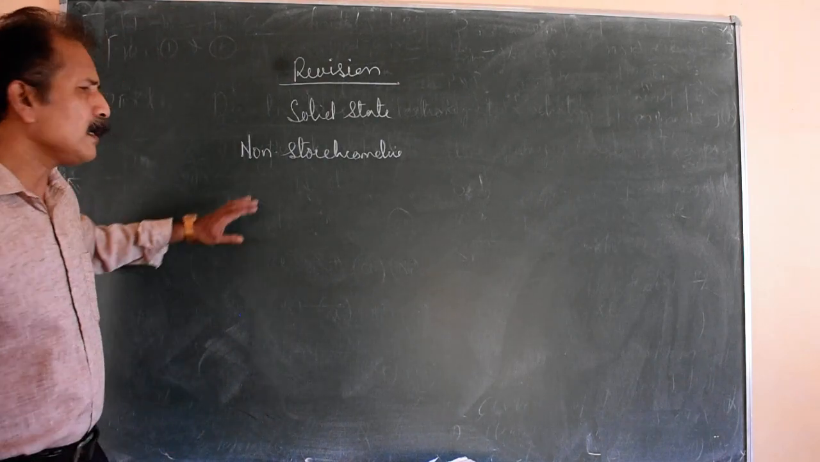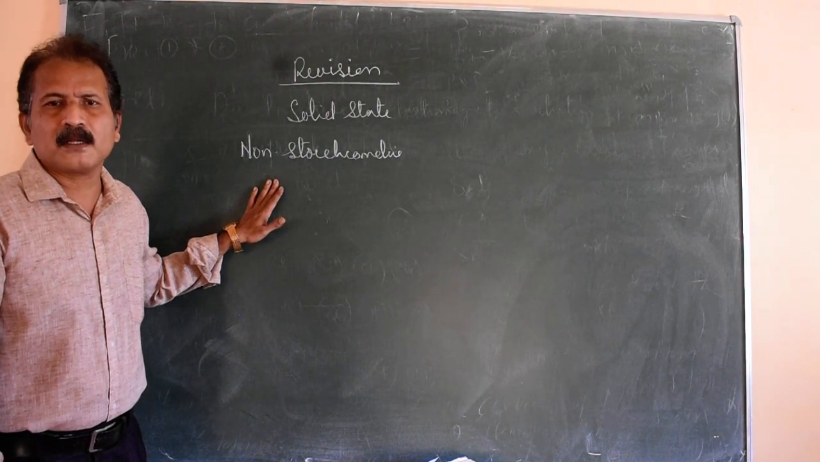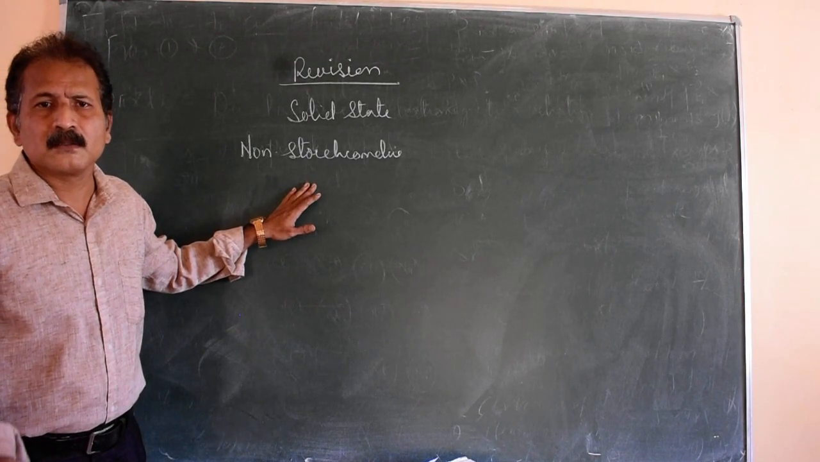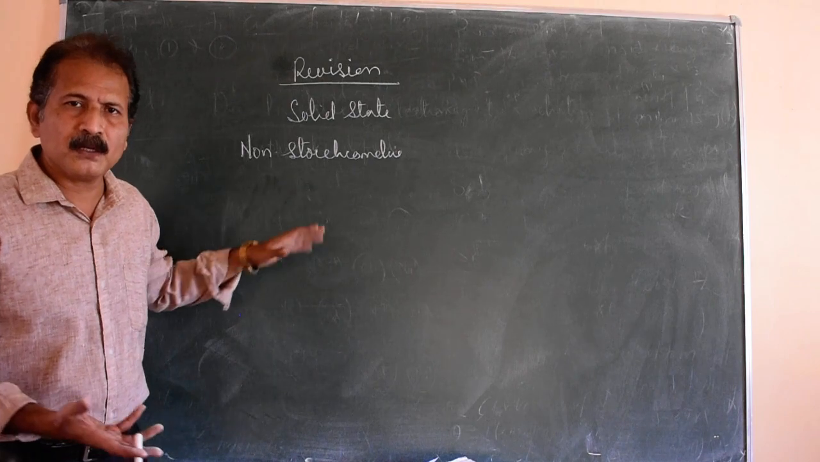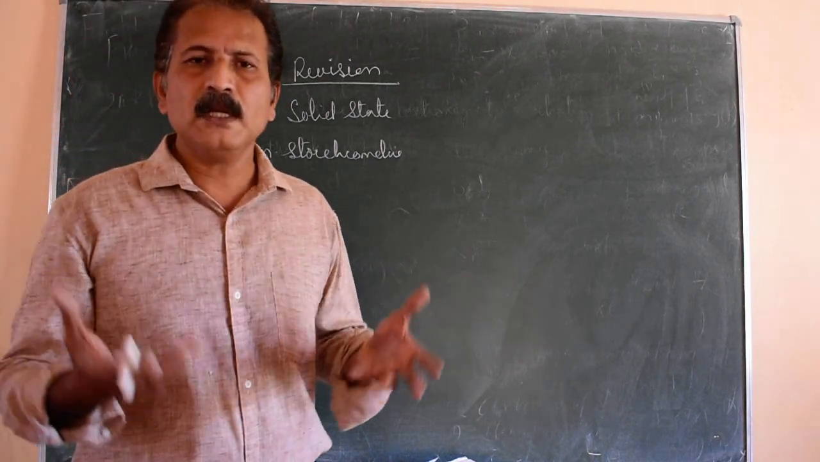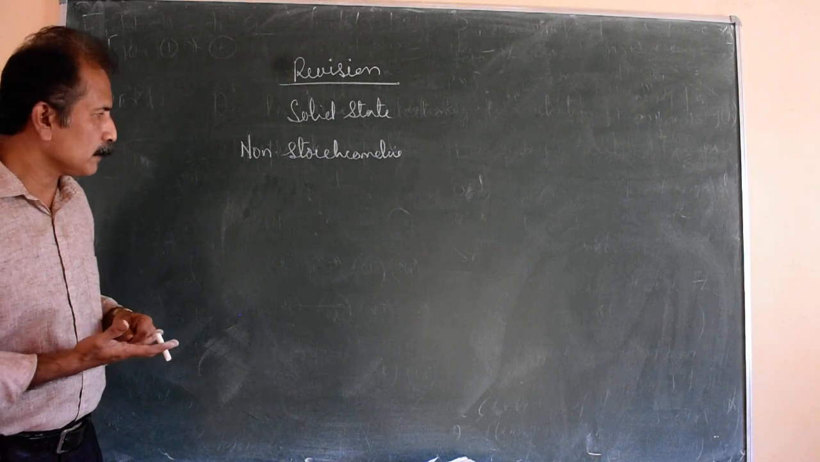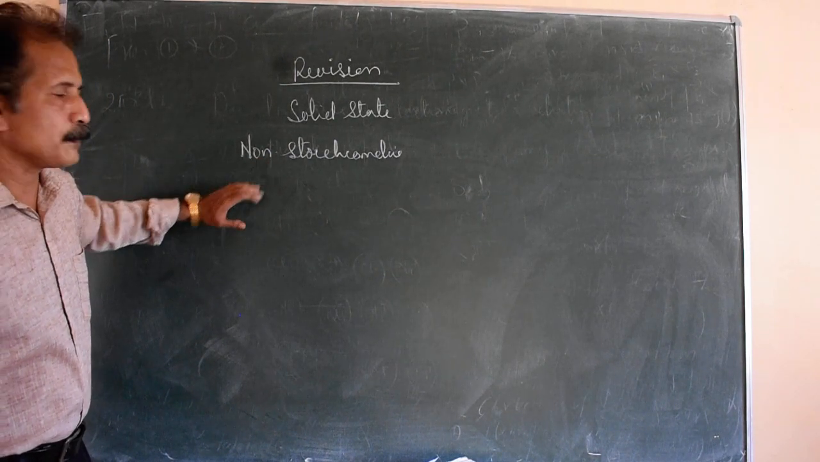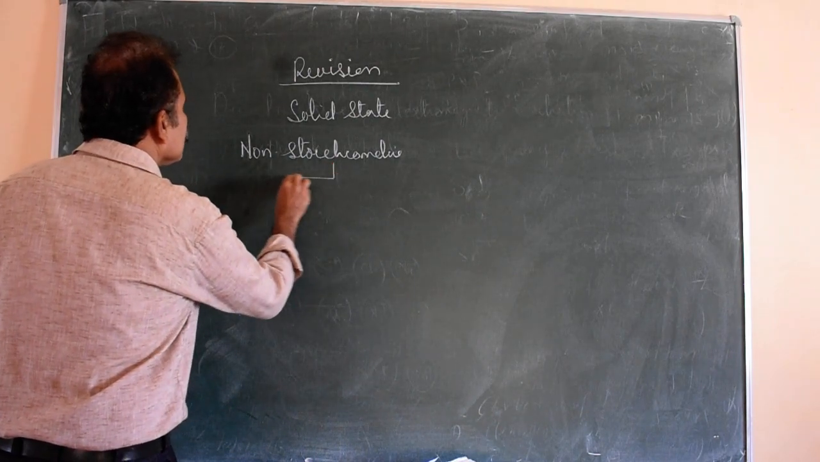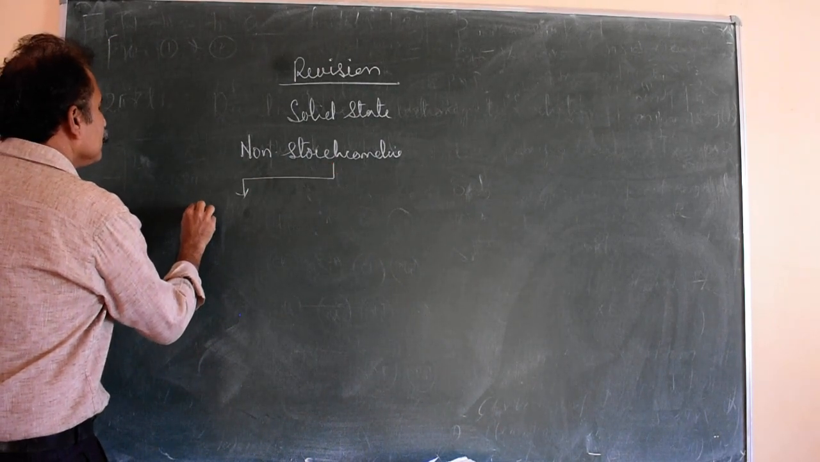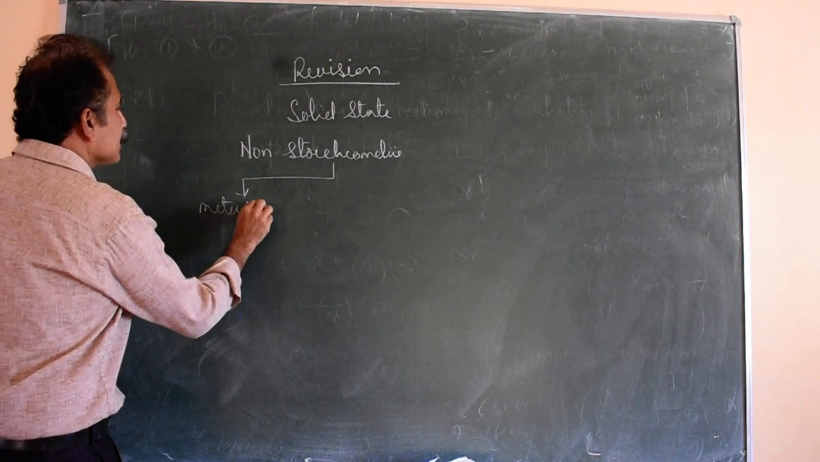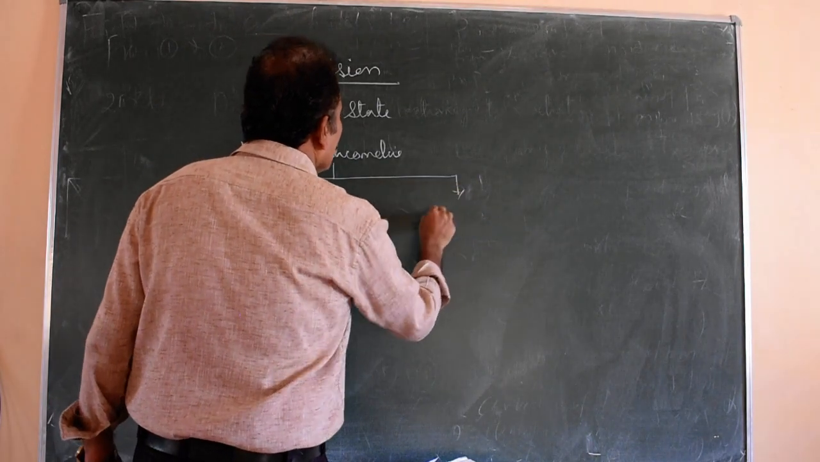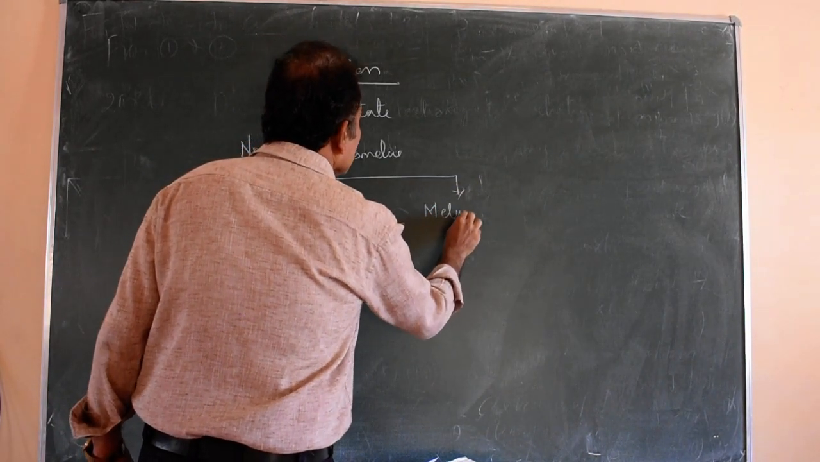Okay, so a large number of inorganic compounds are formed in non-stoichiometric ratios with respect to the elements that are there in that compound. Okay. So in non-stoichiometric defects, we get two types. One is metal excess. Another one is metal deficit.